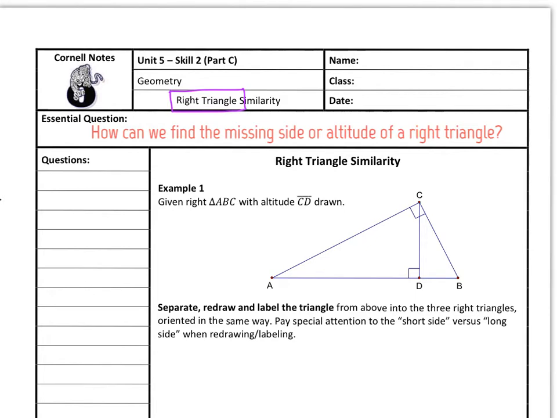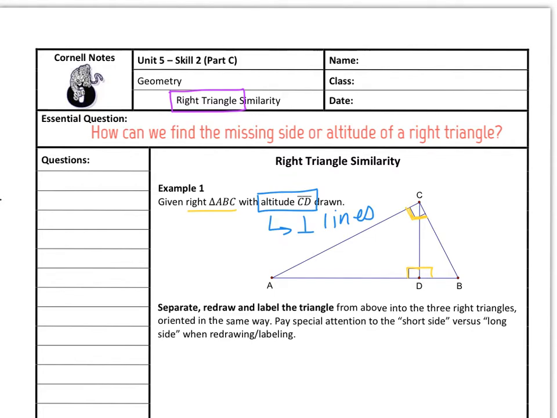So looking at this first example right here, it says given right triangle ABC with altitude CD drawn. So remember, altitudes mean that we have perpendicular lines, and we know that perpendicular lines make these wonderful right angles. So we'd get a right angle here, but it also said with right triangle ABC, so that's why we have another right angle here, because it was a right triangle to begin with, and then we drew an altitude in. So there happened to be two different areas of this triangle that have right angles in them.